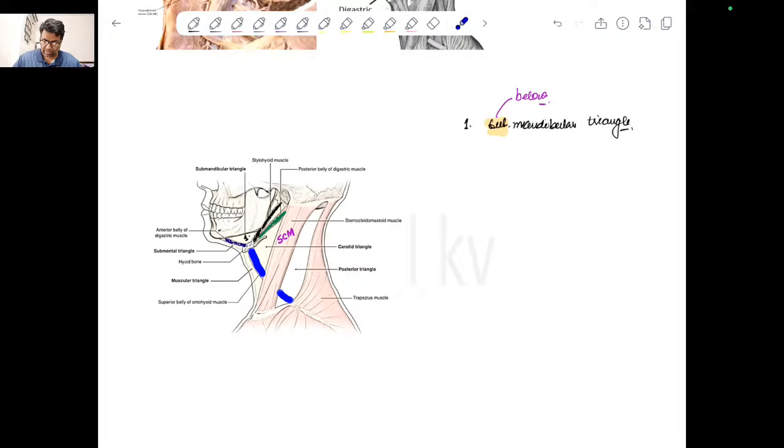So this is the omohyoid muscle. It has got a superior belly, it has got an inferior belly. So superior belly of omohyoid here, then sternocleidomastoid, and posterior belly of digastric. Again it is converting this area into a triangular impression, and this triangle is the carotid triangle. Okay? So this is the carotid triangle.